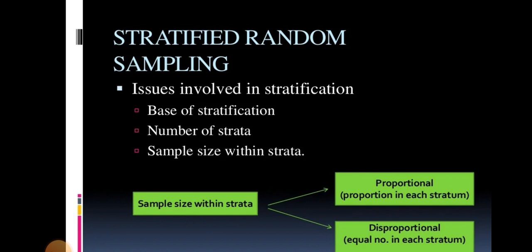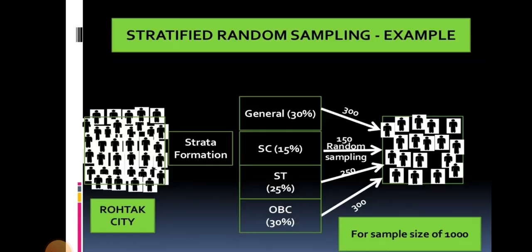So what should be the sample size within strata? It should be proportional or disproportional. So in proportional, what is it? Proportion in each stratum should be equal to its share, and in disproportional there is an equal number in each stratum.